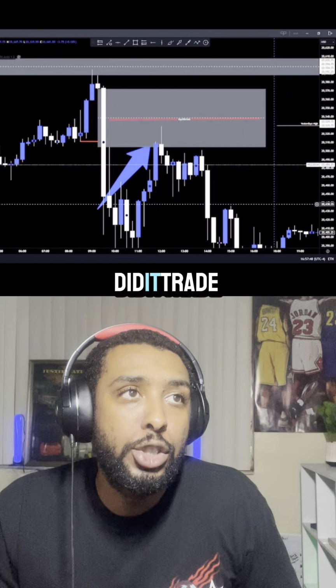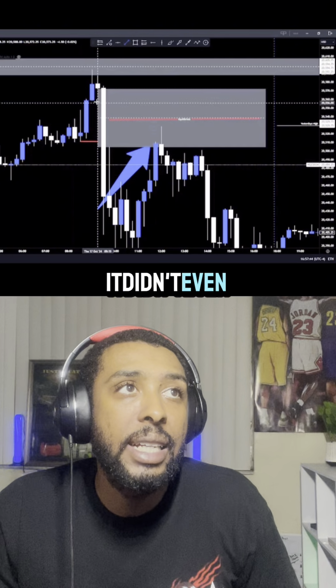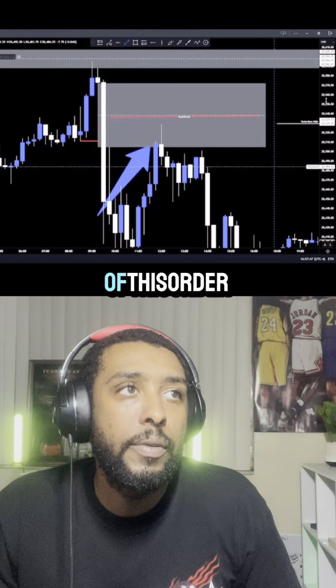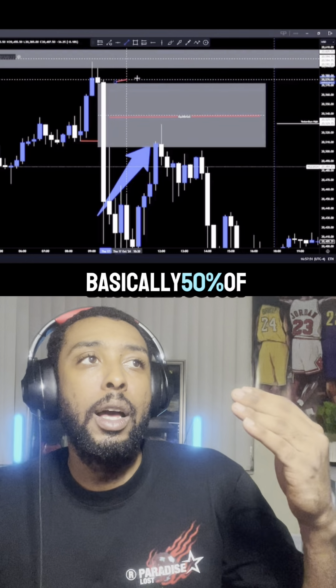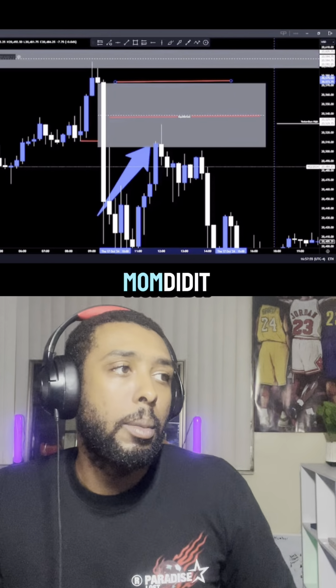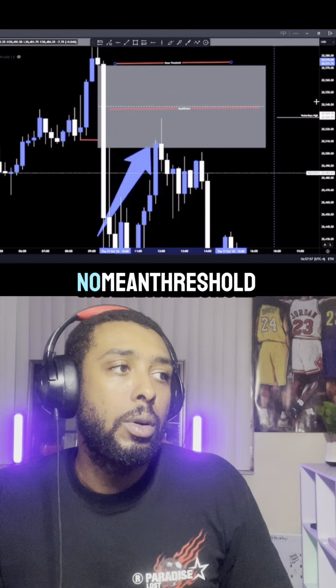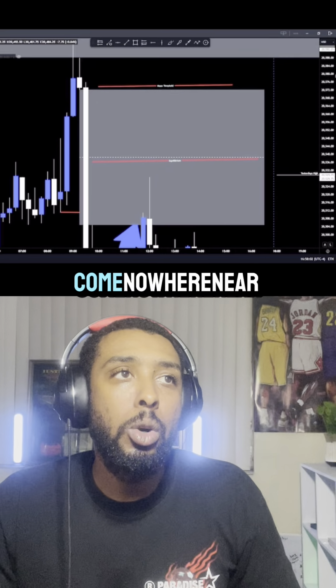Another thing, did it trade in the upper quadrant of the level? No. Did it even get to the mean threshold of this order block? The mean threshold is basically 50% of the most important candle, which is right here. Bam. Did it get the mean threshold? No, it didn't. It didn't even come nowhere near it.